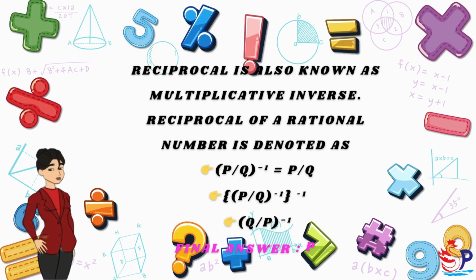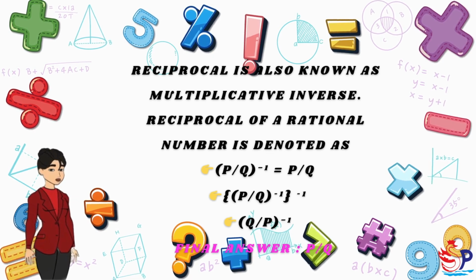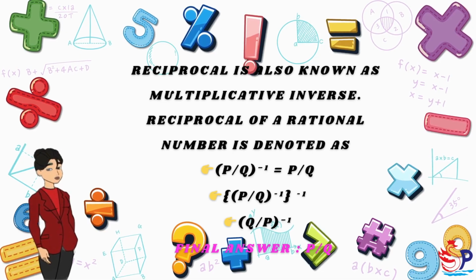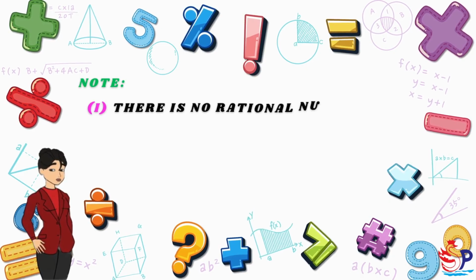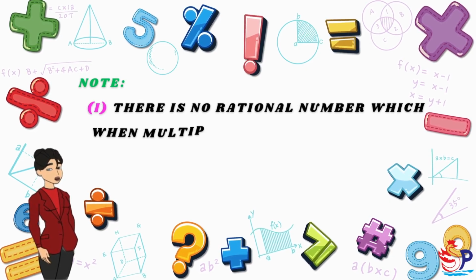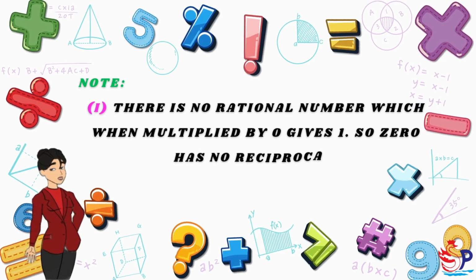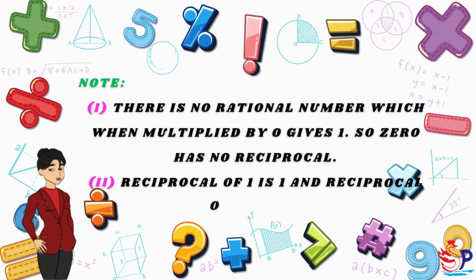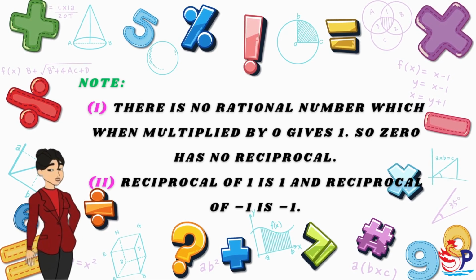(p/q) power minus 1 is equal to q/p. Note: there is no rational number which when multiplied by 0 gives 1. So 0 has no reciprocal. Reciprocal of 1 is 1 and reciprocal of minus 1 is minus 1.